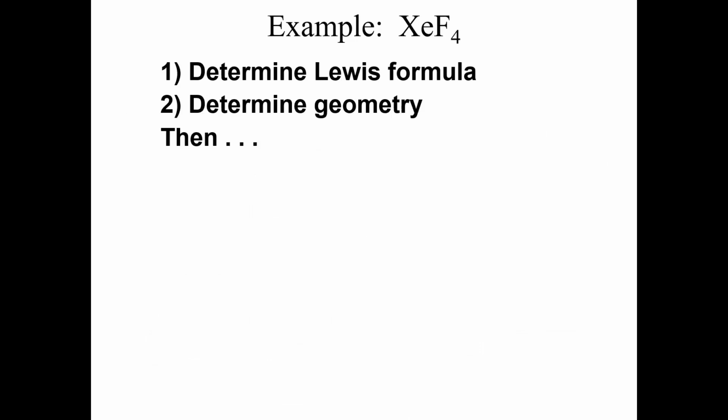Okay, now let's look at XeF4. So number 1, xenon has 8 valence electrons. Remember, fluorine 7, 4 times 7. And then you add it all up, and you find that xenon is the central atom. We draw 4 single bonds, so those are sigma bonds to fluorine, right? And when we are done spreading out the electrons, we have 4 left over, right?